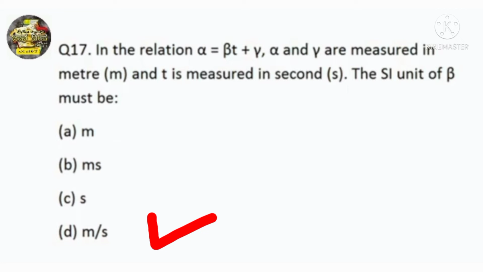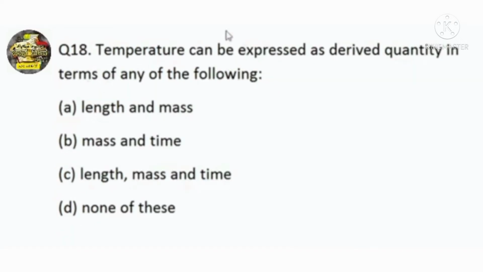Let's move on to the 18th question. The question is like this. Temperature can be expressed as derived quantity in terms of any of the following. Option A, length and mass. Option B, mass and time. Option C, length, mass and time. D, none of these. So which is the right answer? The right answer is option D, none of these.